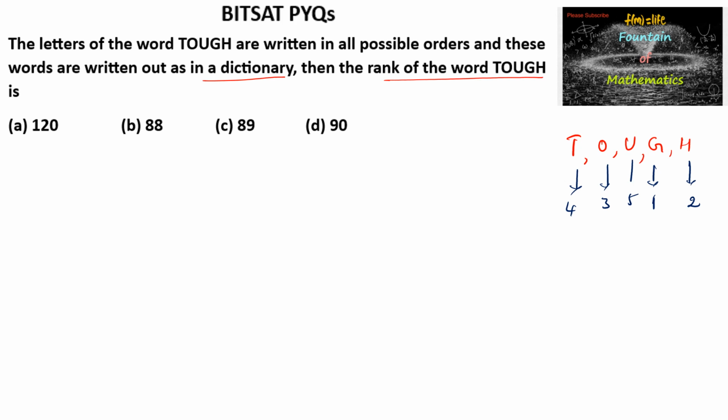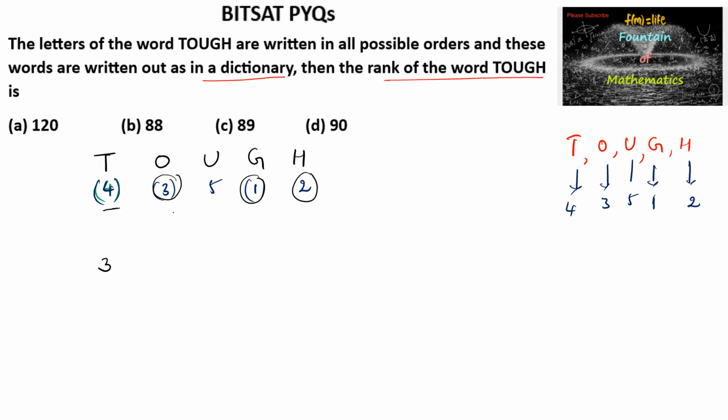So let us write the required word TOUGH, and the positions can be taken 4, 3, 5, 1 and 2. And now let us see, by using the shortcut method we can identify. Coming from the left side, below 4 there are numbers 3, 1 and 2. 3 numbers are there, so we can write 3.